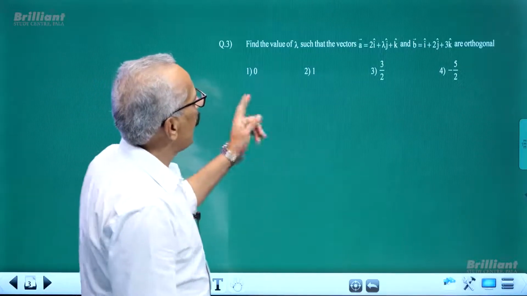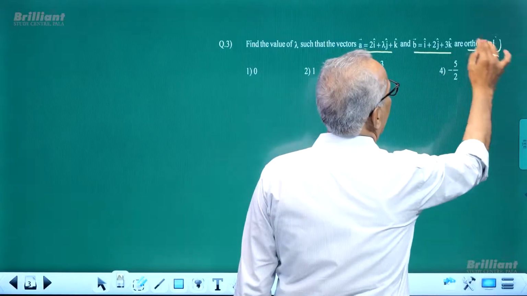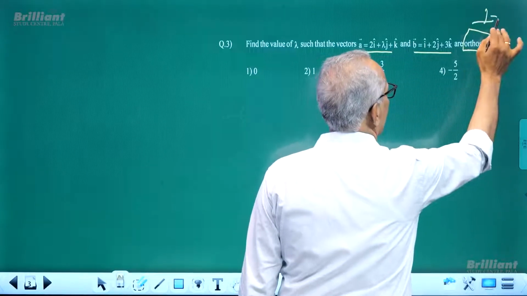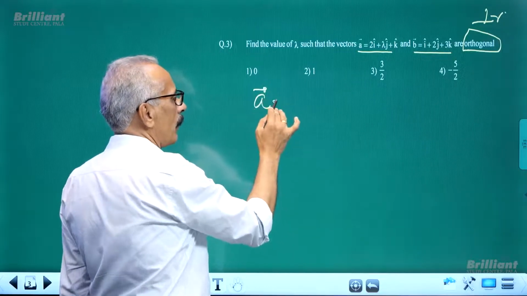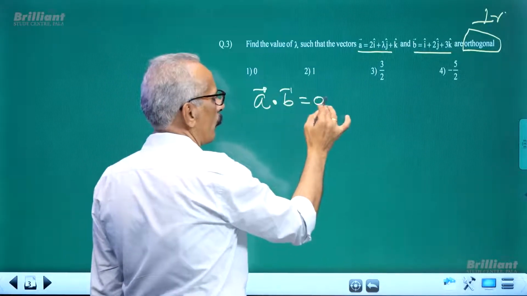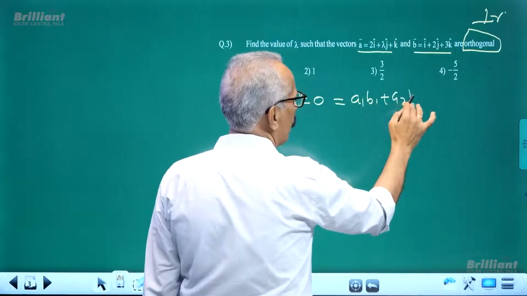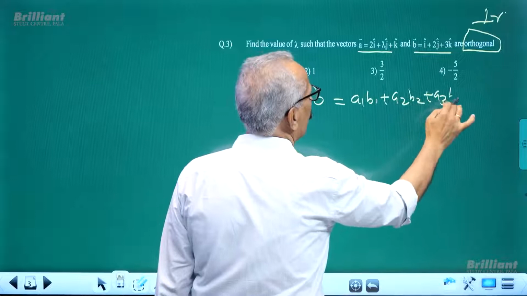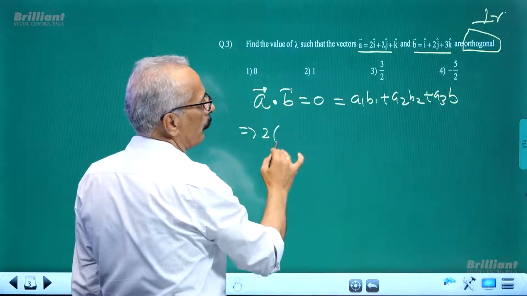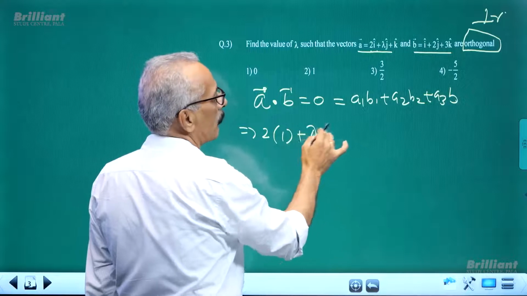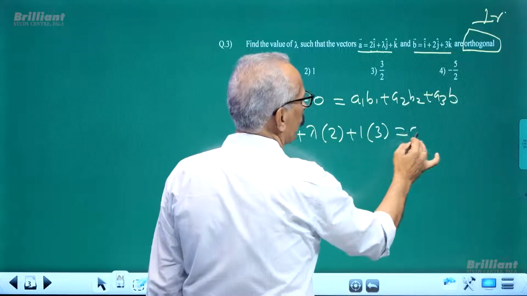The value of lambda so that the vectors are orthogonal. What is meant by orthogonal? Perpendicular. So what's the condition that two vectors are perpendicular? A dot B equal to 0. What is A dot B? A1 B1 plus A2 B2 plus A3 B3. That means 2 into 1 plus lambda into 2 plus 1 into 3 equal to 0.